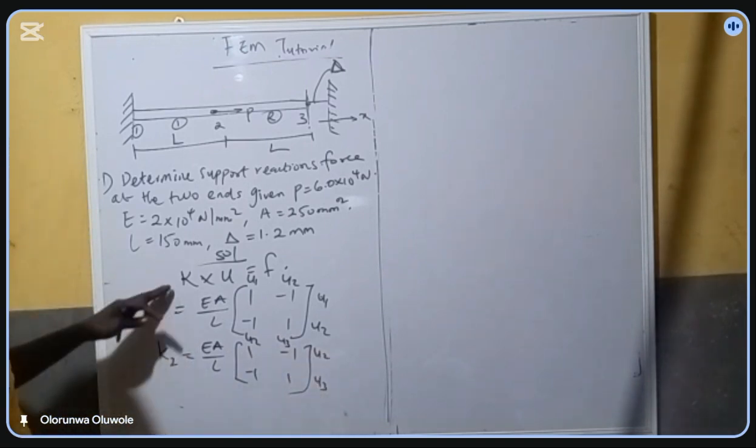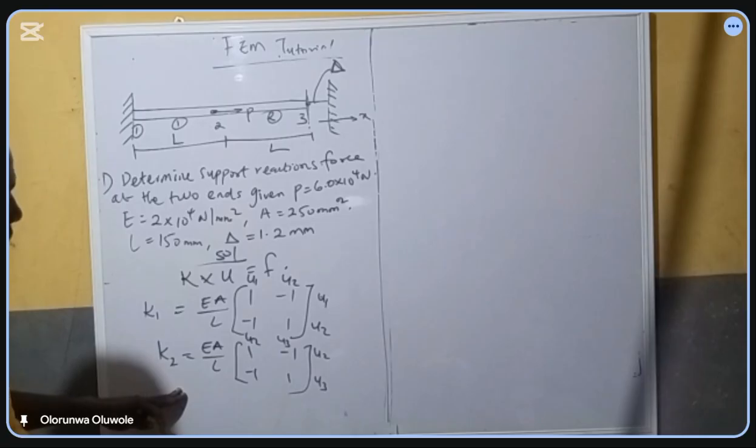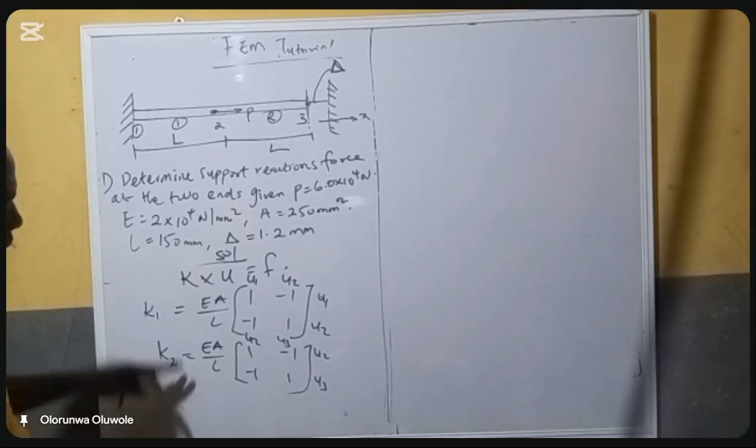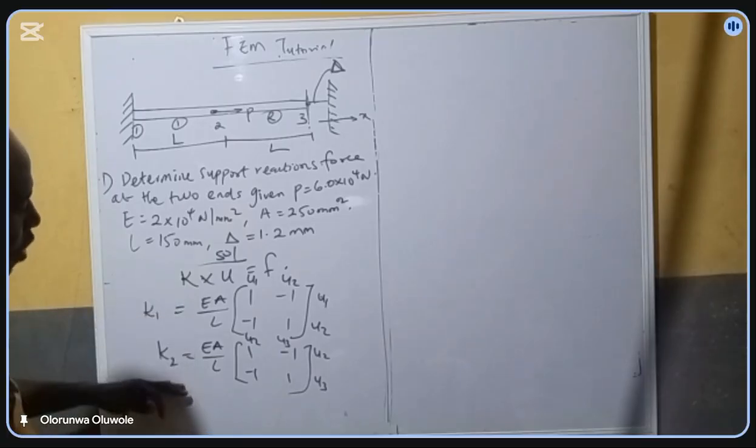Do we understand these two now? Yes, sir. Please let's respond so that I know that we are following. We have gotten K1 and K2.